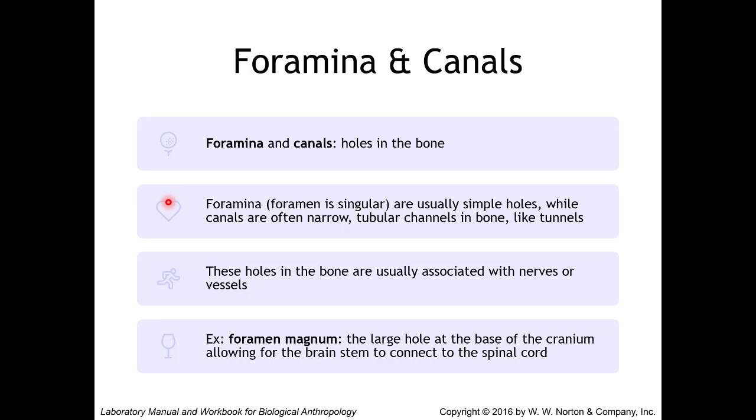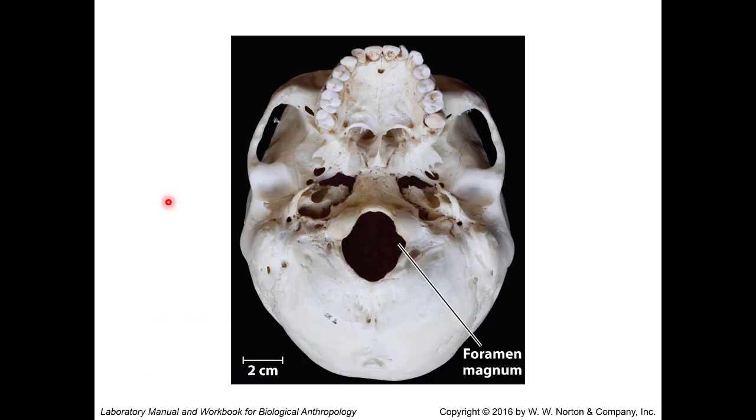The one that is most well known, or one that I can probably guarantee that you know, is the foramen magnum. This is the large hole at the base of the cranium, and it allows the brainstem to connect to the spinal cord. So you can see here the foramen magnum. As you can see here, there are many other foramina that will accommodate nerves, specifically your facial nerves. There are a lot of foramina here, but for the most part, it's the foramen magnum.